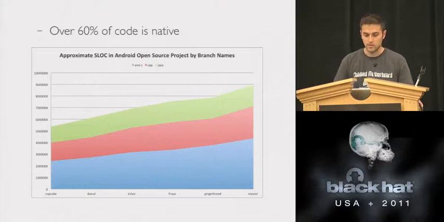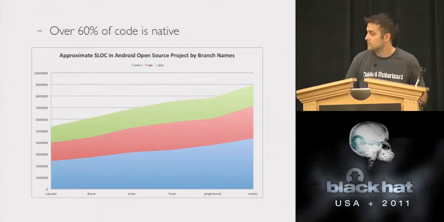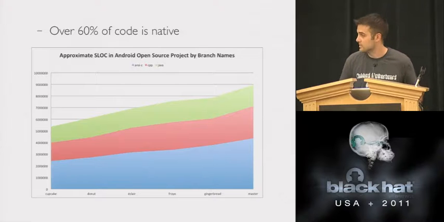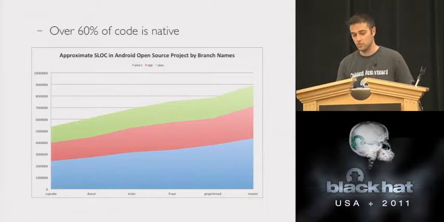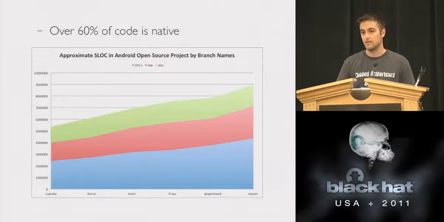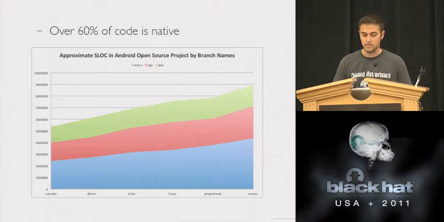Then as we look deeper into that code, what is that code? We have C, we have C++, and we have Java. Java is in the green, C++ is in red, and C is in blue. So we can see that over 60% of the code is consistently native code. This is where you often find many of those exploits. So we can see that the trend continues: much of the Android platform is based in native code.